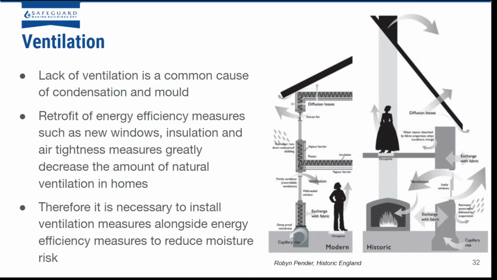Retrofit of energy efficiency measures such as new windows, insulation and air tightness measures greatly decrease the amount of natural ventilation in homes. Therefore, it's necessary to install ventilation measures alongside energy efficiency measures to reduce moisture risk.